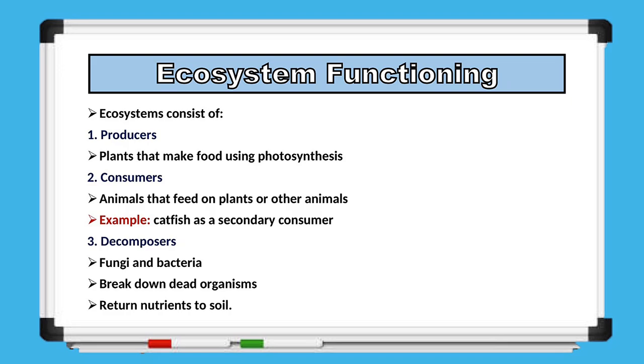The third group is the decomposers, which include fungi and bacteria. These organisms break down dead plants, dead animals, and waste materials. During decomposition, nutrients are released back into the soil or water, where they can be absorbed again by plants.